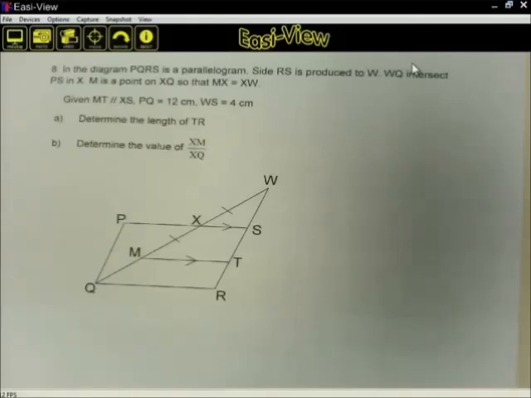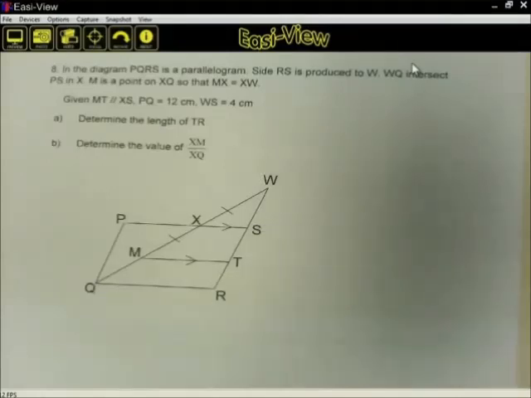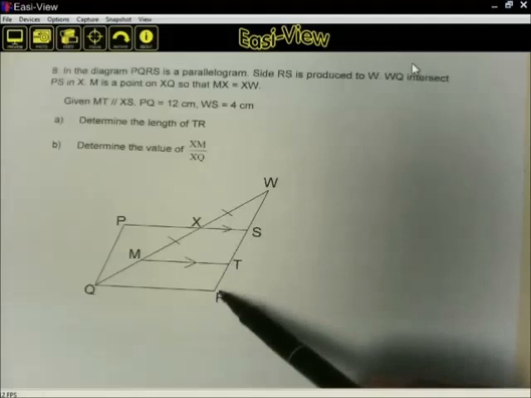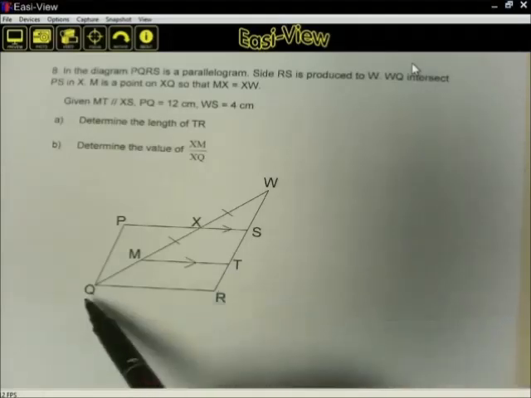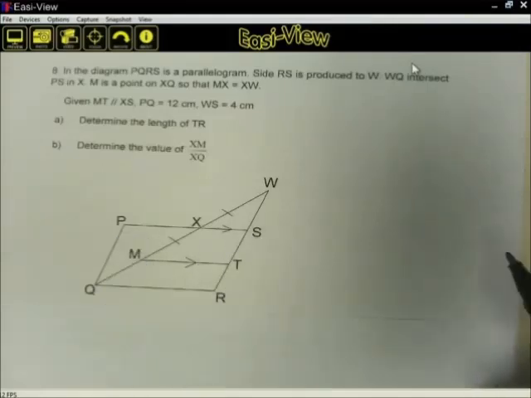In the diagram, PQRS is a parallelogram. Let's work it out. If it is a parallelogram, pairs of opposite sides are equal and parallel. What does that mean? It means PQ is parallel to ST, QR is parallel to PS. Those are the opposite sides of a parallelogram.